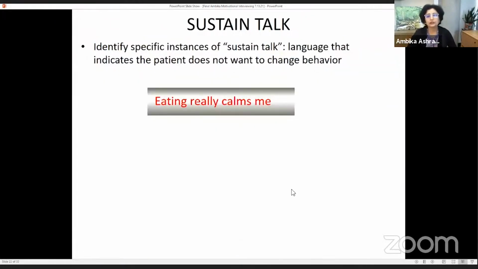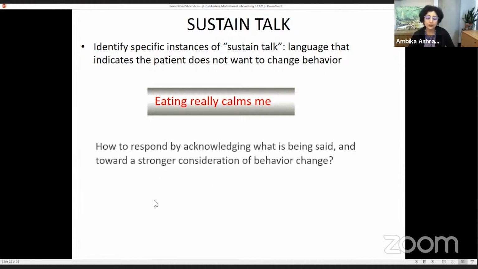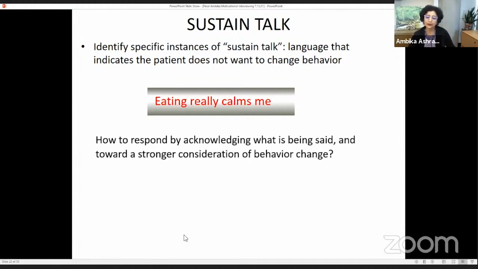And then Dr. Austin talked about sustain talk. We need to identify specific instances of sustain talk, language that indicates this particular patient does not want to change behavior. For example, a patient may say, eating really calms me. So in this scenario, how do we respond? By acknowledging what is being said and moving toward a stronger consideration of behavior change.